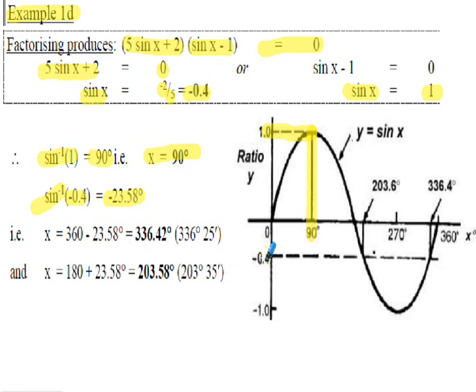A negative ratio, don't forget, will put me in quadrants 3 and 4 for the sine curve. So in quadrant 4, x is 360 take away the 23.58 degrees, so 336.42 degrees will be a solution. And in the third quadrant, x is equal to 180 plus the 23.58 degrees, so a solution is 203.58 degrees. So for a negative 0.4 ratio, following that line across, it cuts the curve here, which relates to 203.6, and it cuts the curve here, which relates to 336.4 degrees.